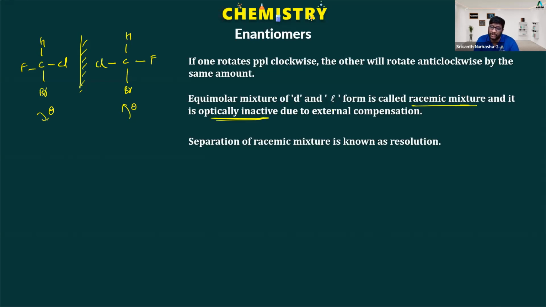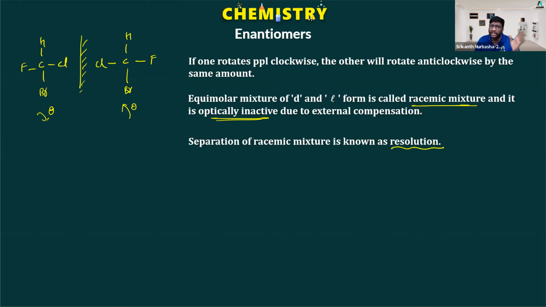external compensation. Meso compounds are optically active or optically inactive? Optically inactive. Due to what type of compensation? Internal compensation, right? Very good. An equimolar mixture of D and L forms is called a racemic mixture and it is optically inactive due to external compensation. A racemic mixture is two enantiomers, right? If you try to separate those two enantiomers, that is said to be resolution.